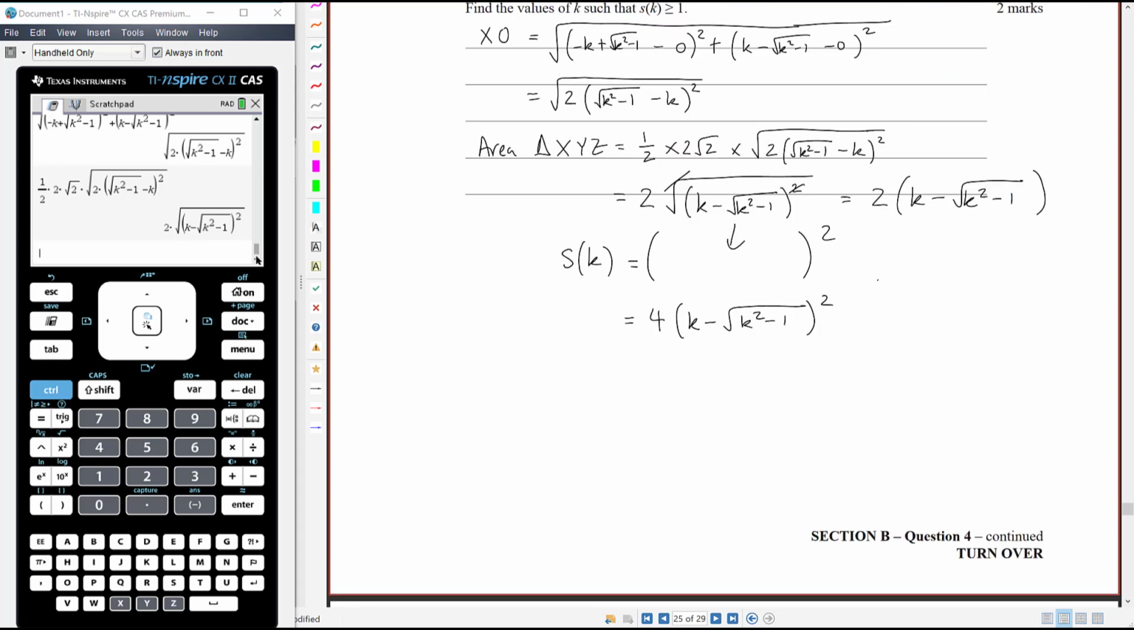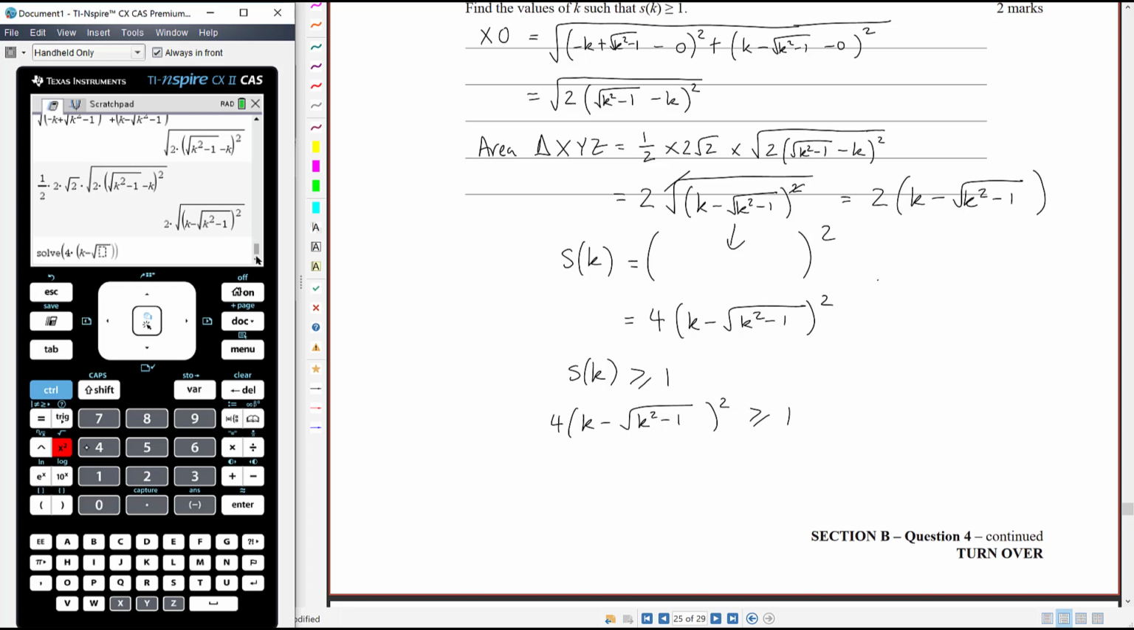Okay, so we now have S of k, and we know that in this question we want S of k to be bigger than or equal to 1. So that is 4 times k minus the square root of k squared minus 1, all squared, has to be bigger than or equal to 1. So we want to solve 4 times k minus the square root of k squared minus 1, that squared has to be bigger than or equal to 1. We want to solve that for k.